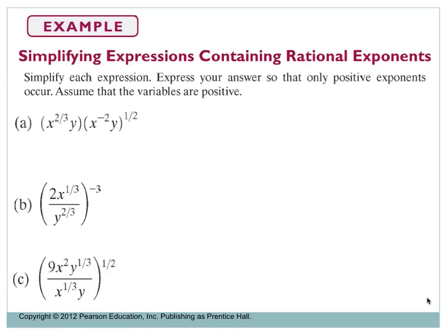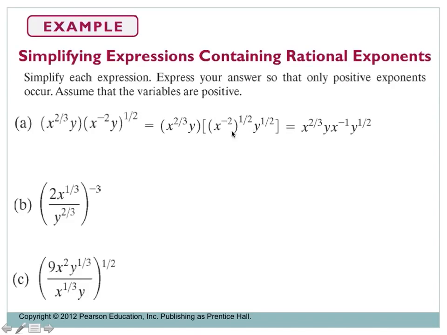Okay, now let's simplify a couple of expressions that contain rational exponents. So let's say we have x to the 2/3 times y times x to the negative 2nd power times y to the 1/2 power. So what we're going to do is some distributing with our 1/2. So we're going to take x to the negative 2nd power, raise it to the 1/2 power, and we're also going to take y, raise it to the 1/2 power. So that's all that was done there.